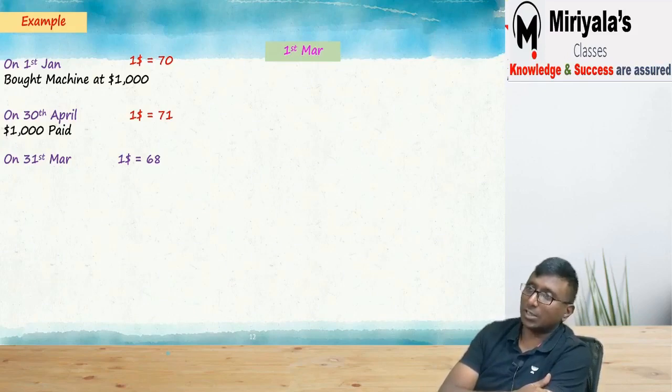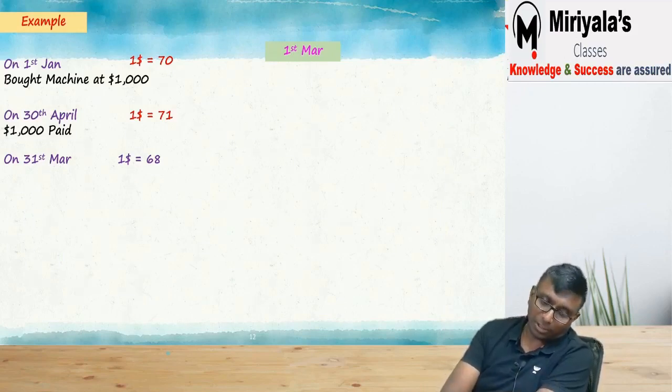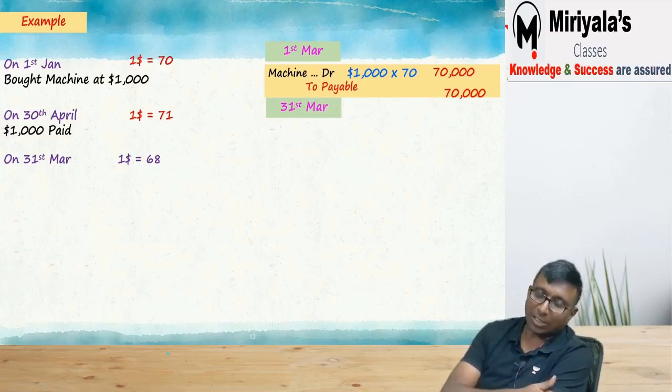You bought a machine, a fixed asset, PPE account debit. We're using the rate on the date of the transaction, that is equal to 70,000. Machine to payable 70. Now on 31st March, what is the rate? 68. So assume it is a cost model. I didn't mention the revaluation model.